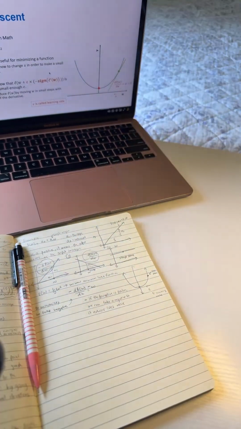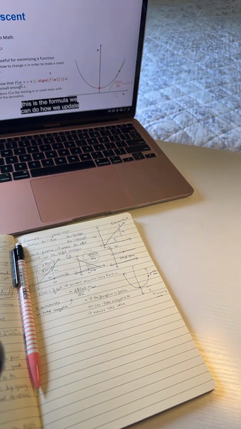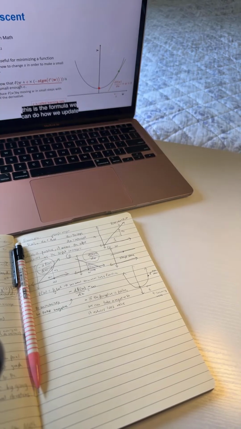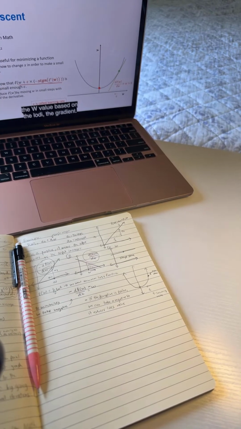Decrease. So here this is the formula we can use to update this value, based on the loss, the gradient, and following the negative gradient direction.